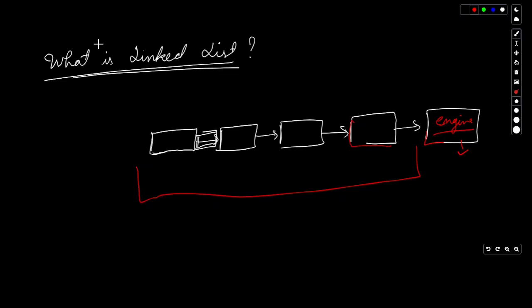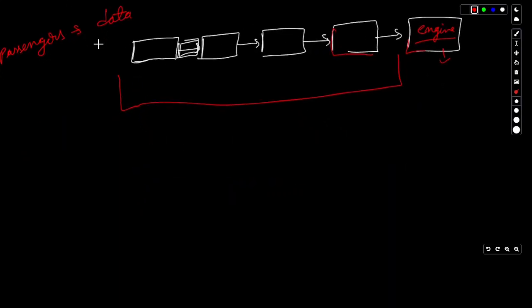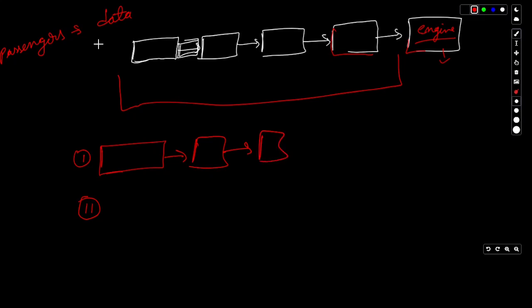Okay, so a linked list is pretty much like this. Let us take passengers as data. If we take what we need in order to make a train, and understand it in detail, first of all, we need a compartment. The second thing we need is a lot of compartments. If we have a lot of compartments together, we can make a train.